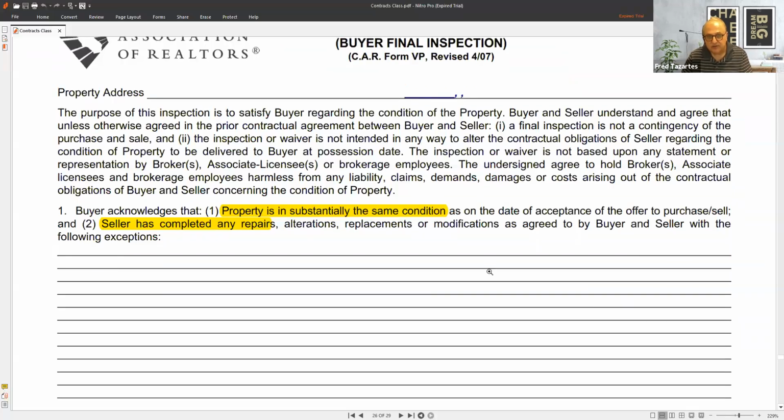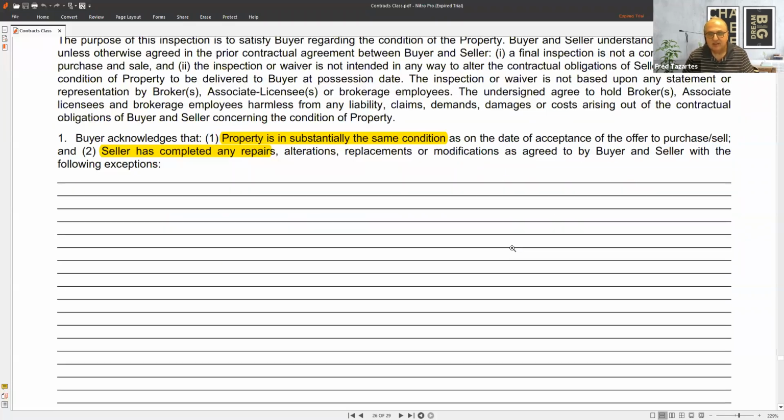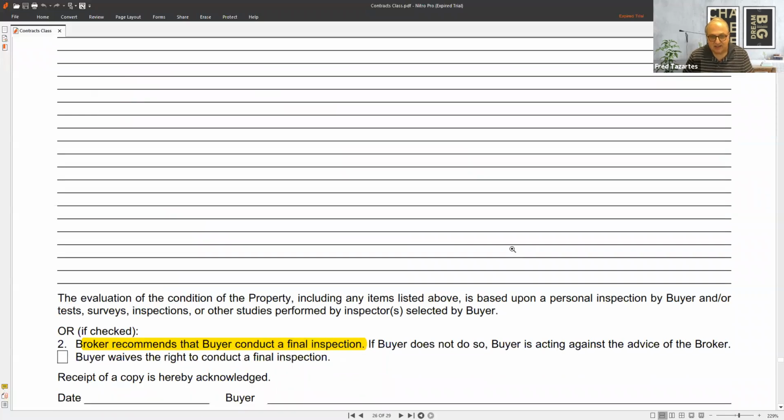So it's not to find new stuff. If you do find new stuff, like all of a sudden there's a hole in the wall that wasn't there before, document it. Both sides have to sign it. And then we have to decide, how do we handle it? Do we move forward? Do we take care of it after escrow? Do we hold up escrow? At that point, it becomes an issue of how we move forward on this.